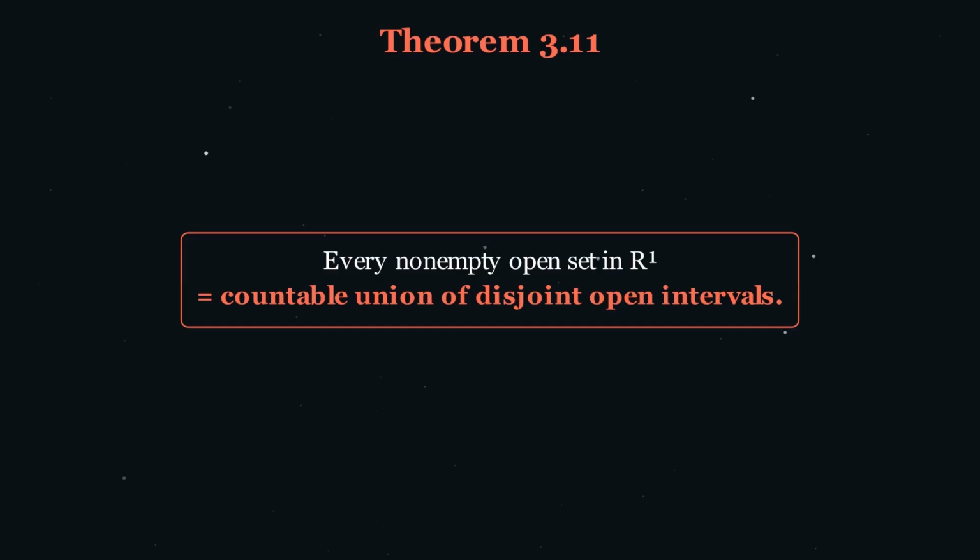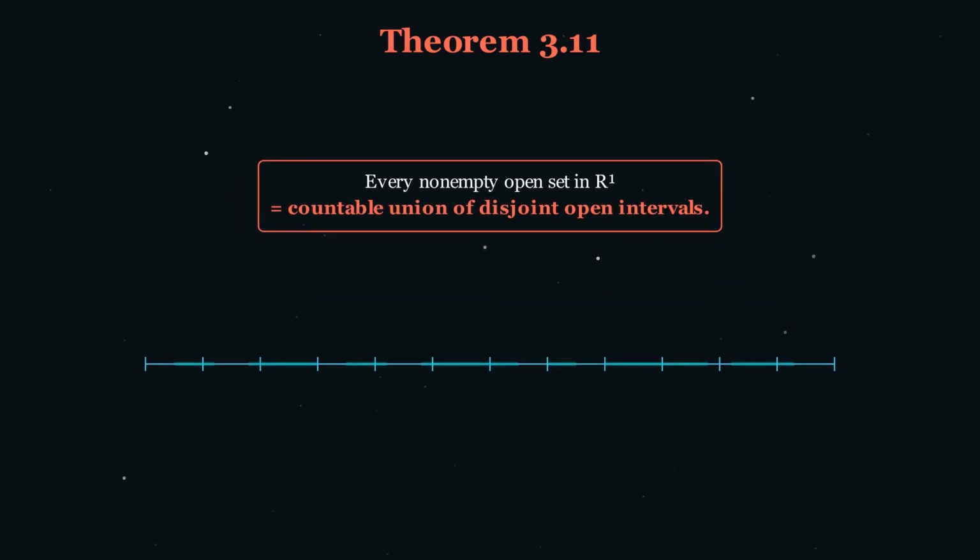This is remarkable. No matter how complicated an open set on the real line looks, maybe it has infinitely many pieces, maybe it's some bizarre-looking thing, it can always be broken down into countably many non-overlapping open intervals. That's the anatomy of openness in R1. At its core, every open set is just a bunch of open intervals sitting side by side. And this representation is unique. There's only one way to do it.